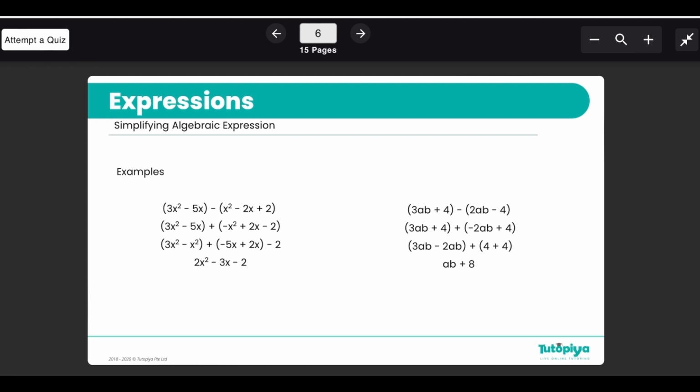Same thing here. We take out the negative first, then we group, and then we simplify. Even if it's 2 letters, you can still add and subtract the same way as long as the 2 letters are the same. Here it's both AB, so you can simplify. If one was AB and one was AC, you wouldn't have been able to.